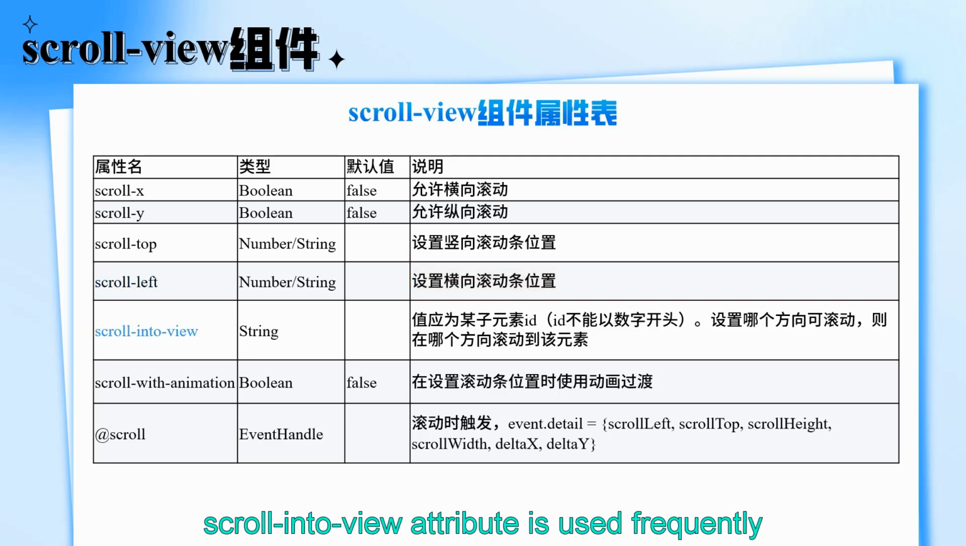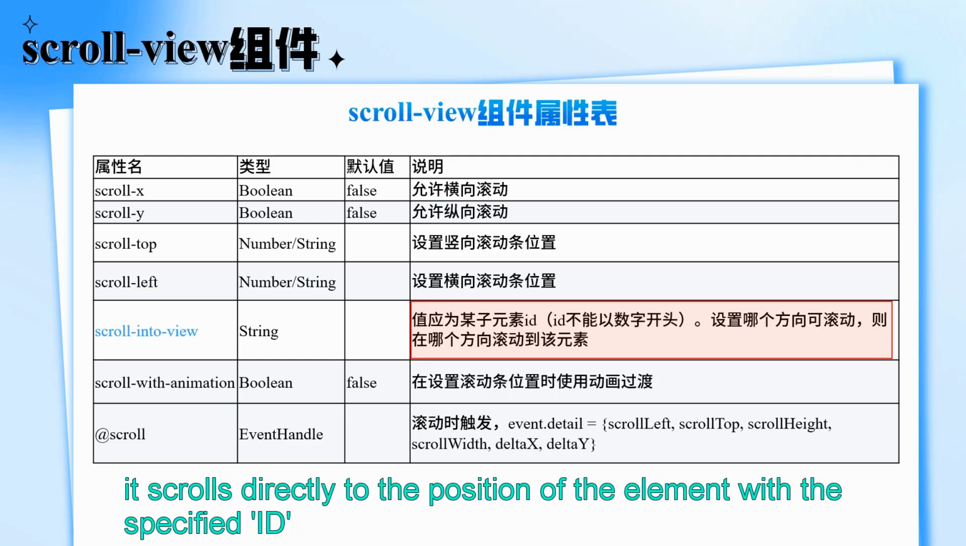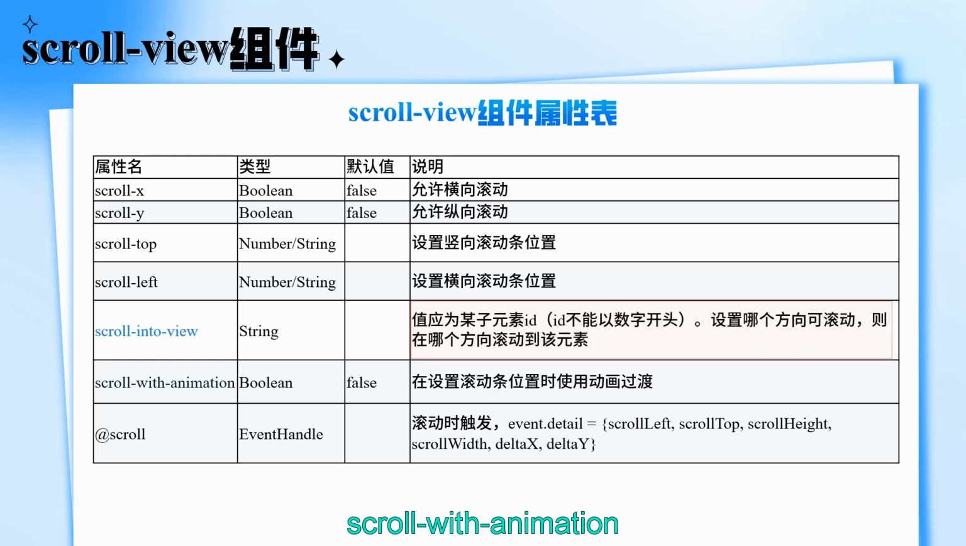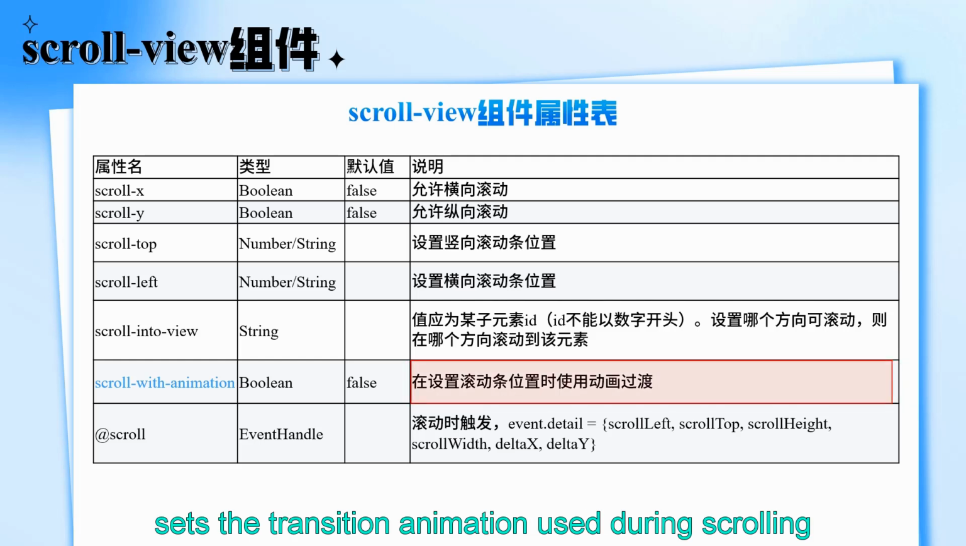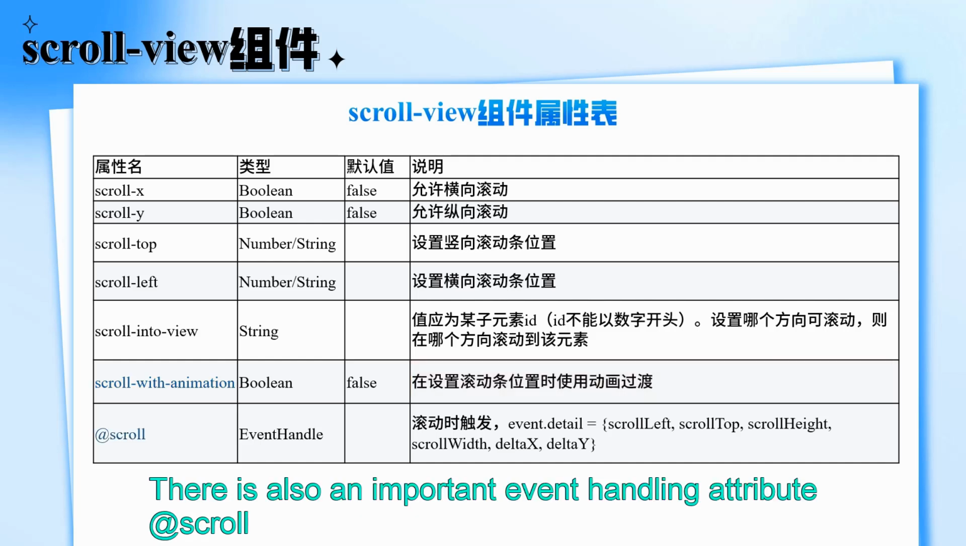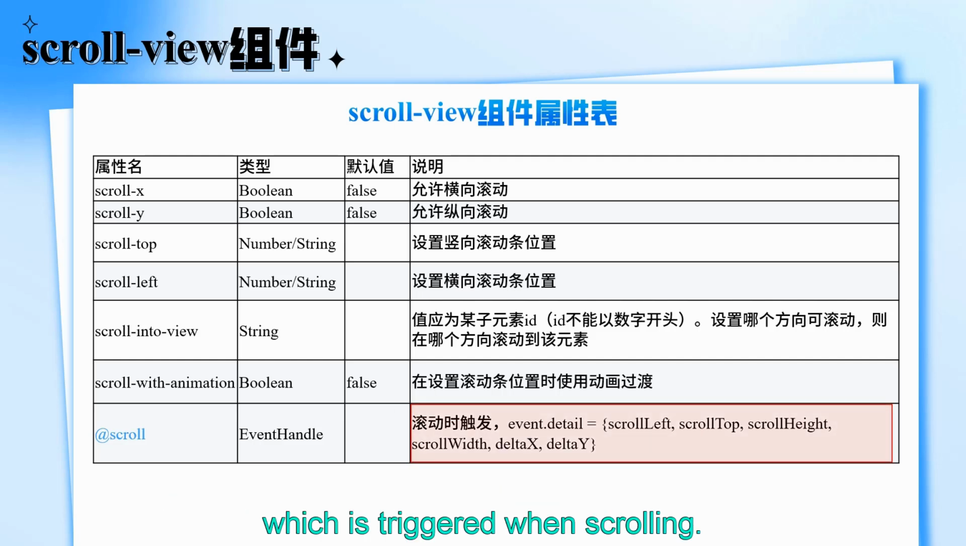The scroll into view attribute is used frequently. It scrolls directly to the position of the element with the specified ID. Scroll with animation sets the transition animation used during scrolling. There is also an important event handling attribute, @scroll, which is triggered when scrolling.